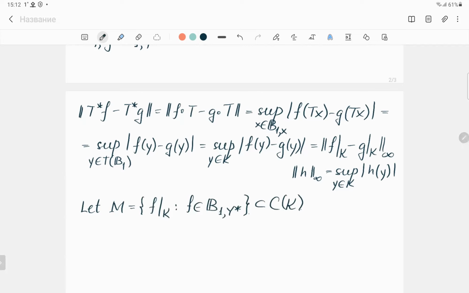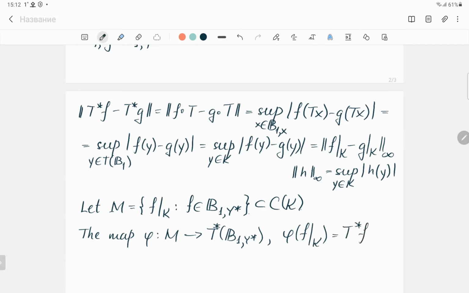Let's now introduce the following map, denoted by phi, from M to the image of the unit ball under T star. So phi takes the restriction of f to K, where f is a functional from the unit ball of Y star. So it takes this function to T star of f. So what can I say about this map? First of all, I claim that it is well-defined.